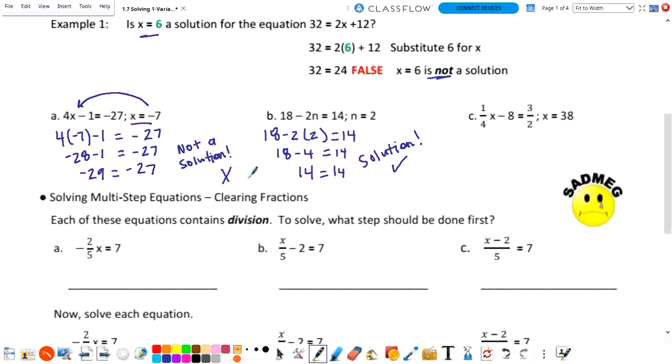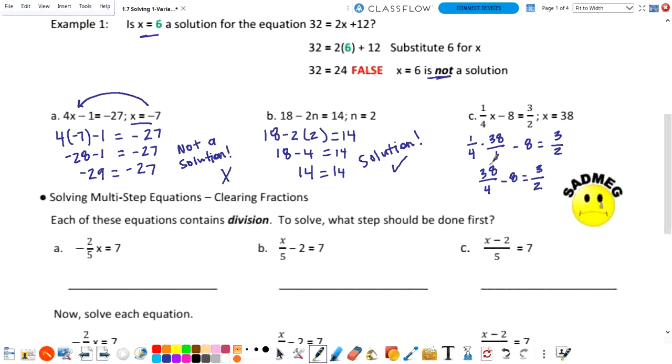All right, don't let c freak you out because of your fractions. We have 1/4 x minus 8 equals 3 over 2, where x equals 38. So we are going to have 1/4 times 38, and we can go ahead and put that over 1 without changing its value, minus 8 equals 3 over 2. So we'll go ahead and multiply our fraction out. 1 times 38 gives us 38, and 4 times 1 gives us 4. And then we'll bring everything else down.